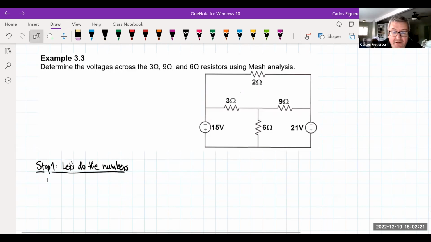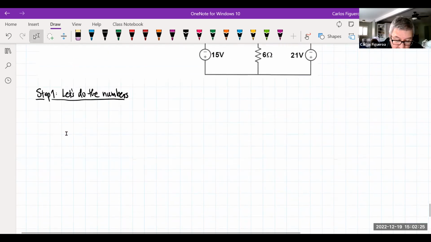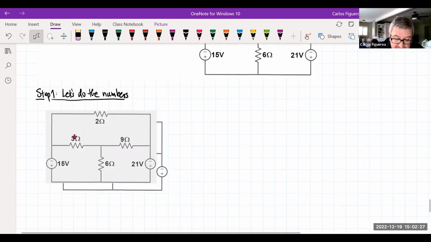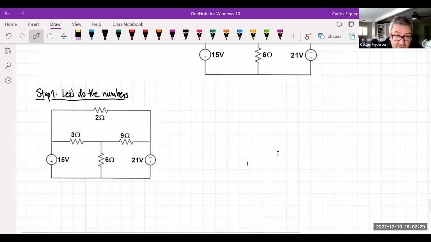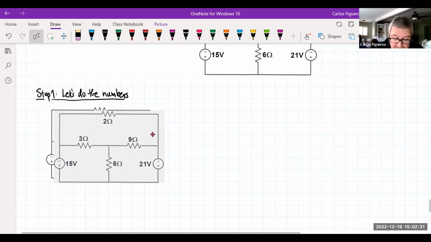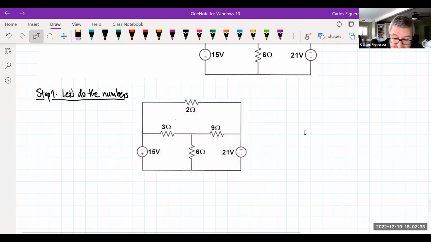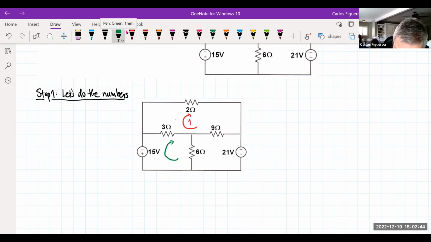So if I look at my circuit, it looks like this. We know that we have 3 loops. So if I look at these 3 loops here, I'm going to call this my loop 1, loop 2, and finally loop 3.